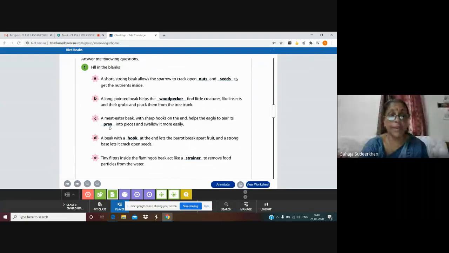That have hooked beaks to tear the flesh into pieces. Okay. Now a beak with a hook at the end helps the parrot to crack the fruit. Tiny filters inside the flamingo's beak act like a strainer to remove the food particles from the water.